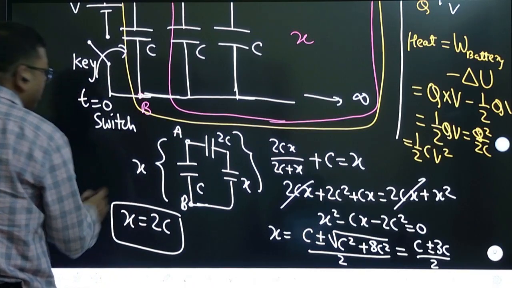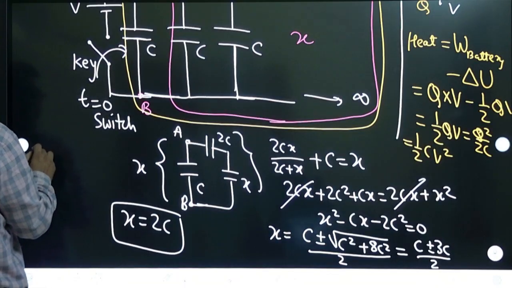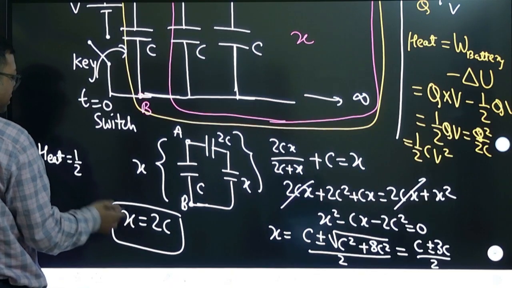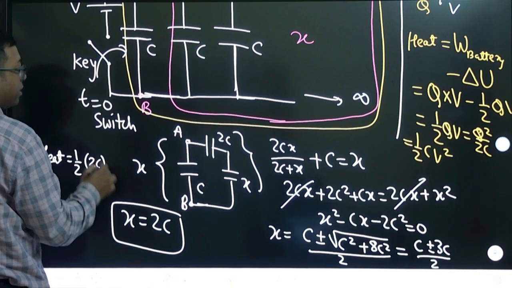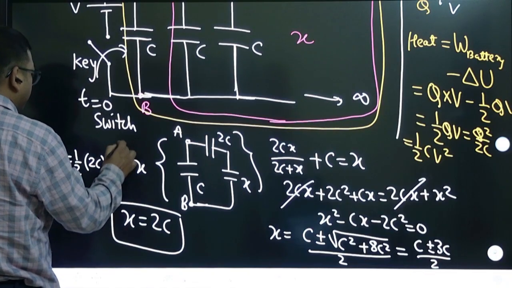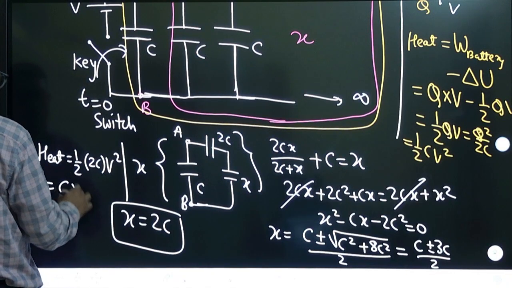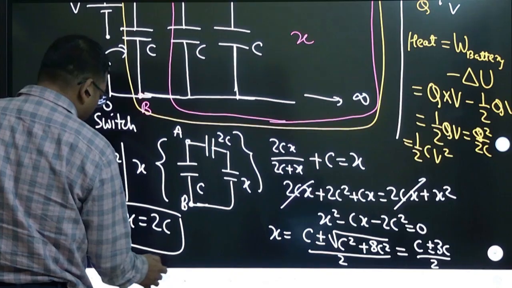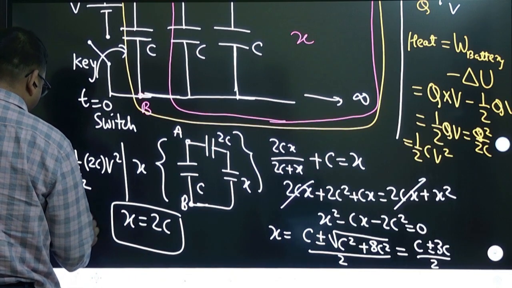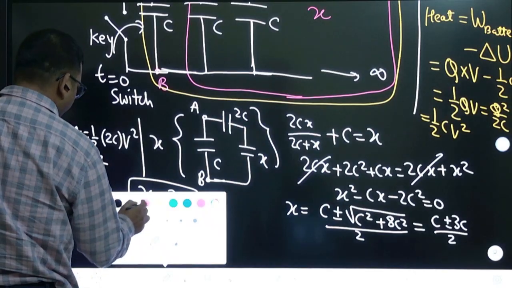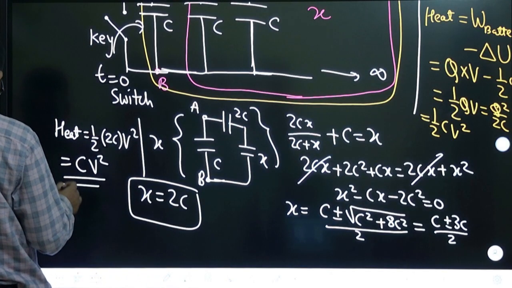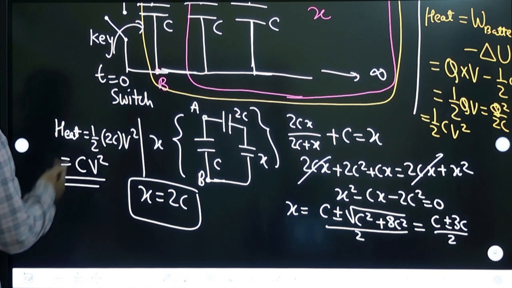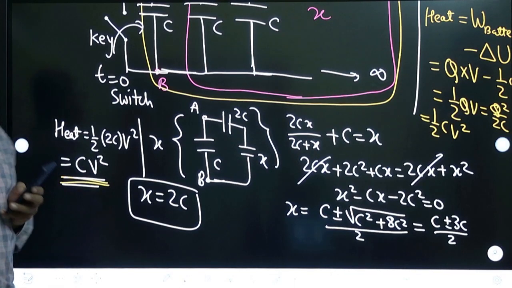So once you got the equivalent, the heat developed formula is half C equivalent V square. So heat will be half into C equivalent, which is x here, which is 2c, into V square. This is the answer. So 2 gets cancelled, CV square. They have given the values here. Now substitute these values. So here the C value they have given or not? Okay, direct answer, direct CV square. That is the answer. Clear? Yes, second option.